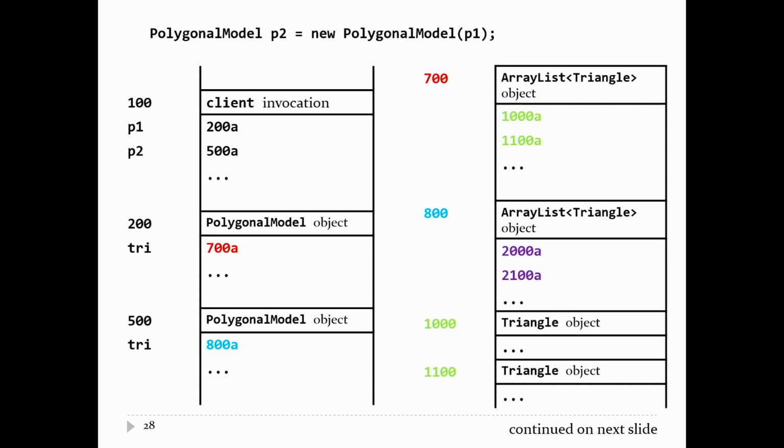So now what does the picture look like? If I use the new copy constructor, there's P1 and there's P2. They both have their own lists. P1's list has the triangles at addresses 1000 and 1100. Notice what's inside P2's list: now the triangle objects are different. There's a triangle object at address 2000 and a second triangle object at address 2100. So now I've got 2 polygonal models, 2 lists, 4 triangles. Independent copies of everything now.